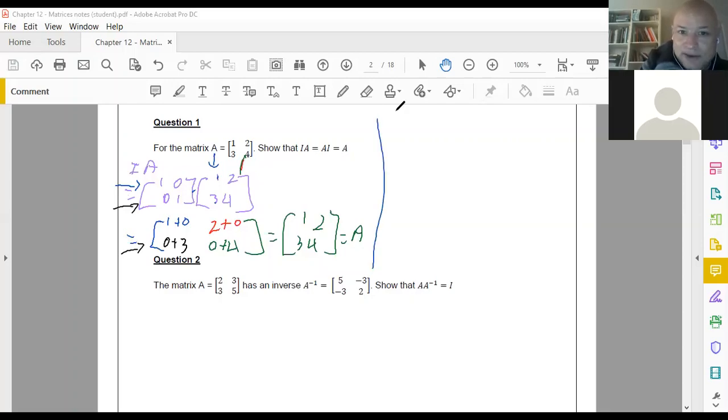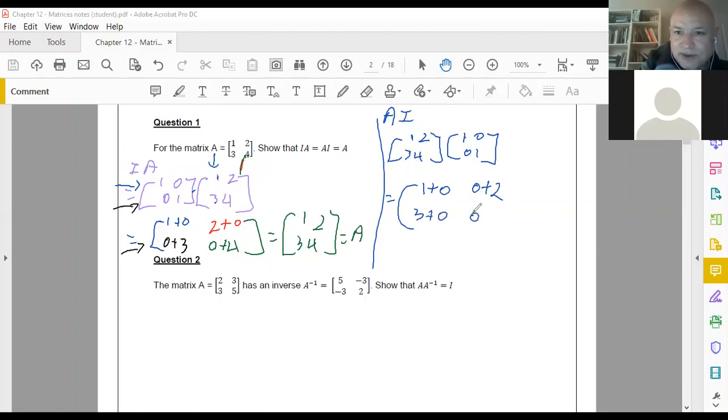Now we're going to do the other one. It's only to prove to you. A is 1, 2, 3, 4, times the identity 1, 0, 0, 1. 1 times 1, 1. 2 times 0, 0. 1 times 0, 0. 2 times 1, 2. Next one, 3 times 1, 3. 4 times 0, 0. And the last one, 3 times 0 and 4 times 1, which equals 1, 2, 3, 4, which equals A. So therefore, I times A equals A times I, which equals A. We have proven it.